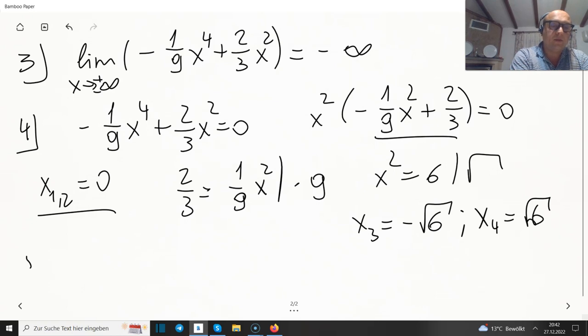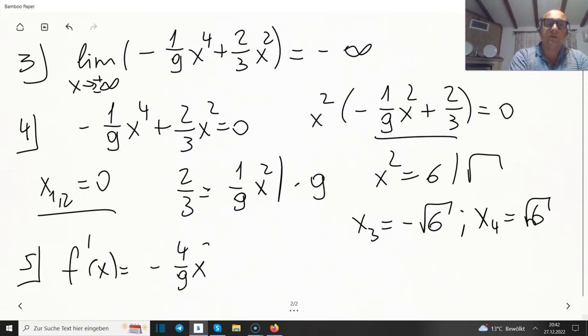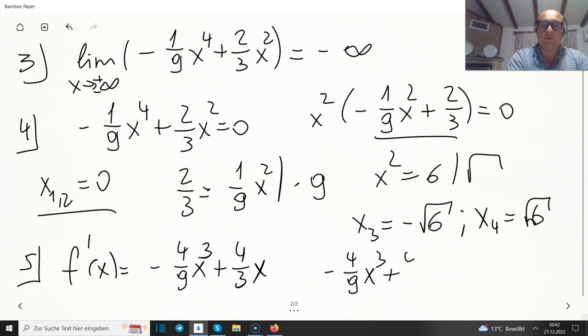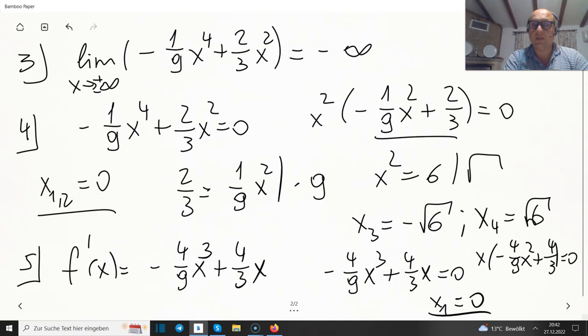Okay, number 5, extreme values. So we are starting with the first derivative. This is minus 4/9 x cubed plus 4/3 x. All right, let's put it equal to 0. Minus 4/9 x cubed plus 4/3 x equals 0. We can take x out. It's minus 4/9 x squared plus 4/3 equals 0. So x1 is 0. You remember in our last video we said if there is a doubled zero point, something must be going on with the derivative.